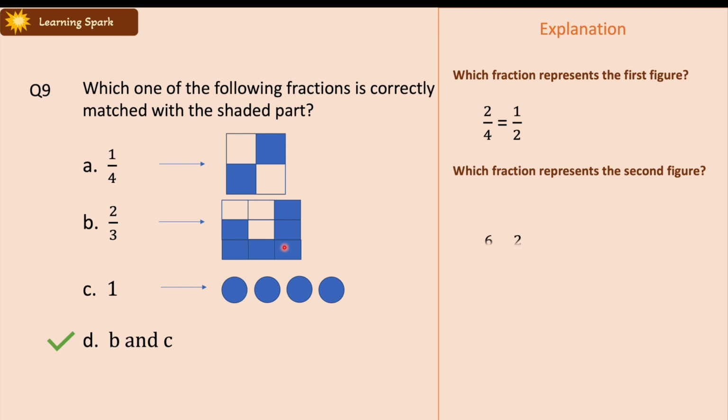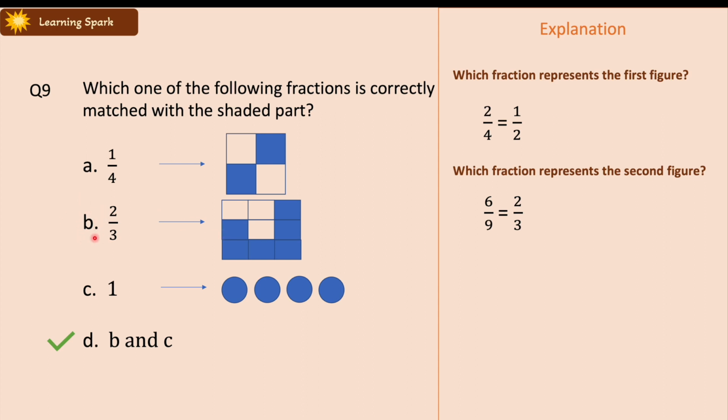Okay, so the fraction will be 6 by 9, and 6 by 9 is equal to 2 by 3, because 6 divided by 3 equal to 2 and 9 divided by 3 equal to 3, right? So we are dividing the numerator and denominator by the same number to arrive at this fraction, right? So this fraction and this fraction are equal. Okay, and here we see that 2 by 3 is there, and this figure is representing 2 by 3. So this is a good match, right? This is the correct match. So B is a correct answer.